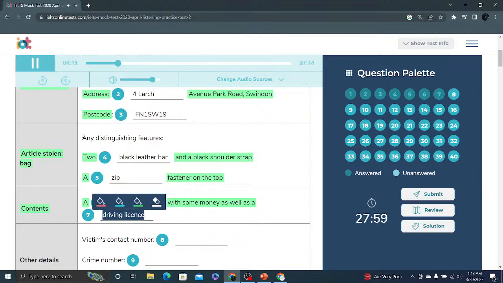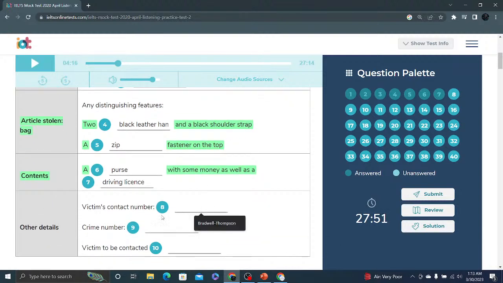I hope it's quite clear to you now. Now we are going to listen for question number 8. It's all about other details. Let me highlight. And victim's contact number. Now we are going to listen for the phone number maybe. Let's listen to it.